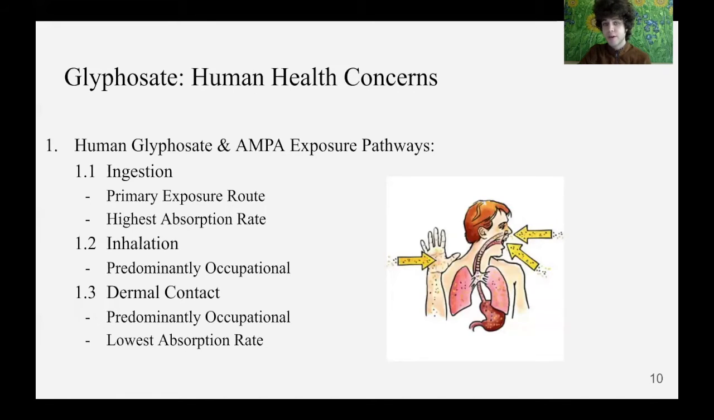For the human health effects, you have the major exposure pathways being ingestion, inhalation, and dermal contact. The first of these, ingestion, is the primary exposure route with the highest absorption rate, while inhalation and dermal contact are more occupational, while dermal contact has the lowest absorption rate of all three of these pathways.